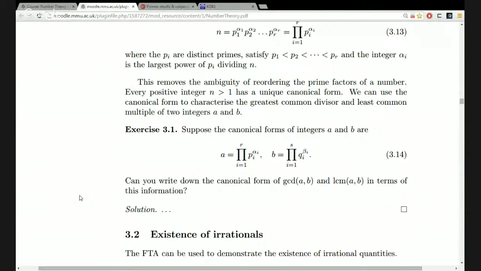However, if we allow the indices, the exponents, to be greater than or equal to 0. So normally when we write down the canonical form, we just mention here the prime factors that divide into A. So the exponents are all at least 1. But if we loosen that a little bit and allow the exponents to be greater than or equal to 0, we can use a single set of primes.